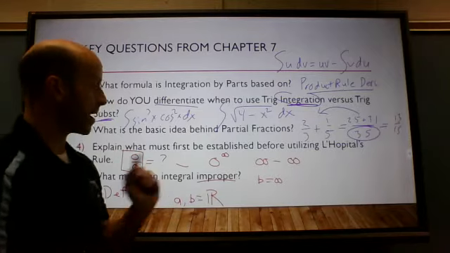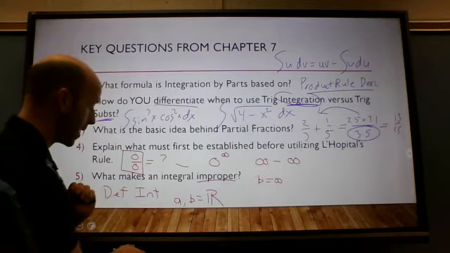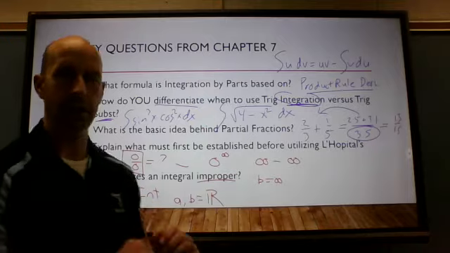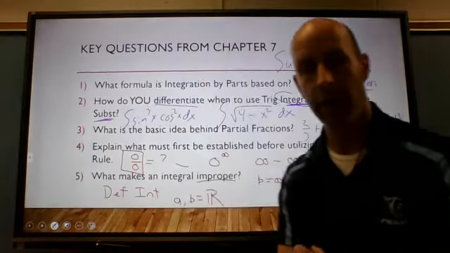There's one other reason that we need to do improper integration. Can anyone think of another example besides the fact that A or B is infinity or negative infinity?